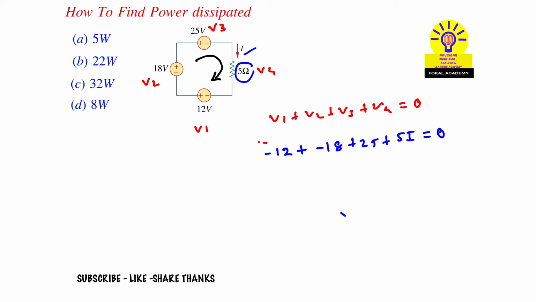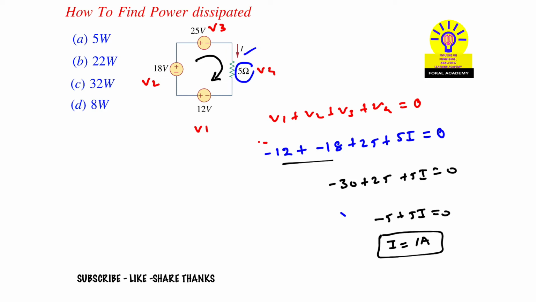So by simplifying this, we get minus 30 plus 25 plus 5I equal to 0, minus 5 plus 5I equal to 0. So from this we get I equal to 1 ampere.